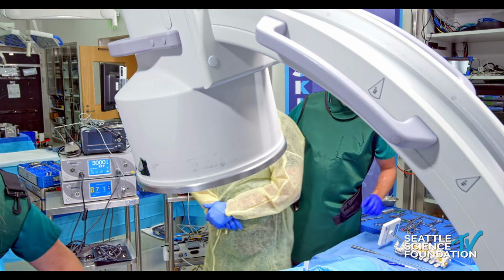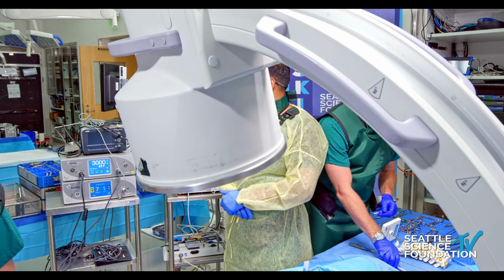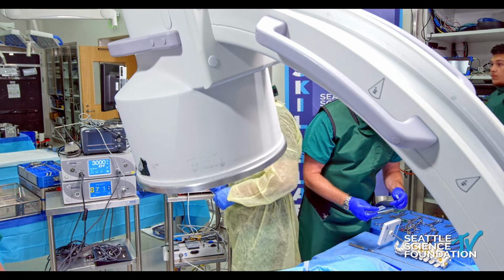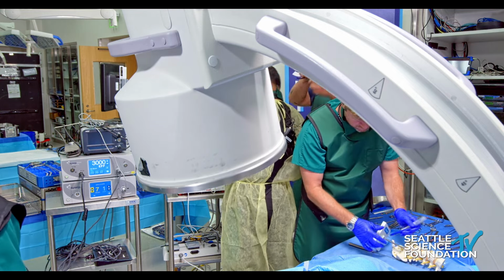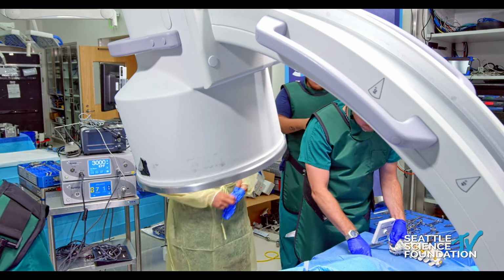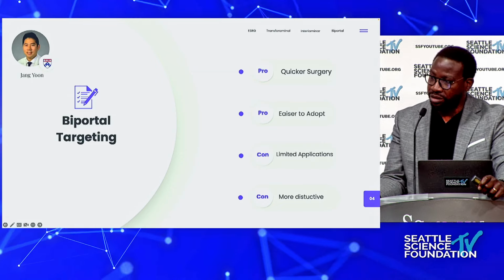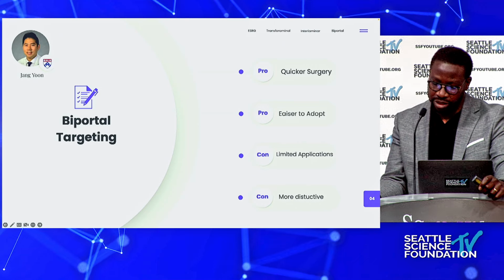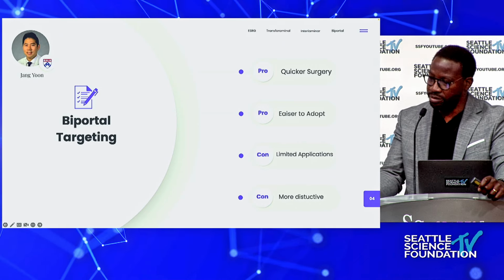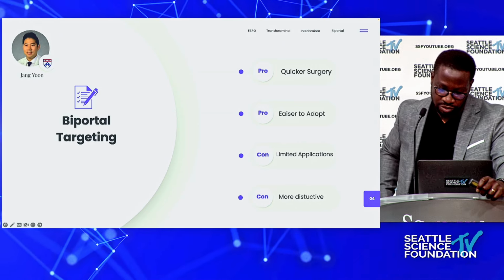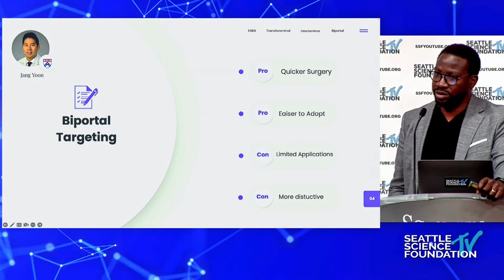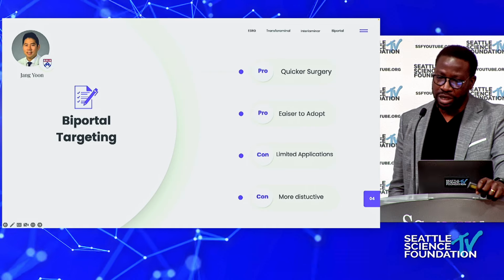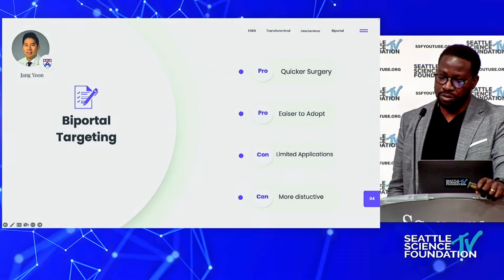All right, now we're going to switch over to Jon Yoon. He's going to talk about biportal techniques. And I will admit I'm a little bit biased against biportal because I haven't quite picked it up, or maybe don't plan to, but we'll see. But I do think there are some pros to it. It's efficient and quicker surgery for people who want to do surgery a little bit faster in multiple cases. I do think that it's easier to adopt. You don't have to worry about trying to utilize a working channel in the scope.